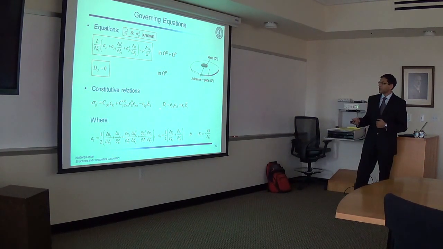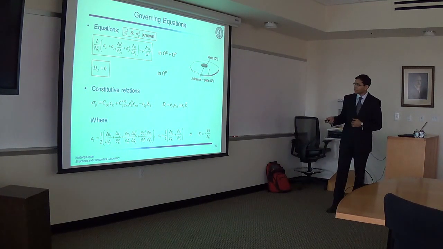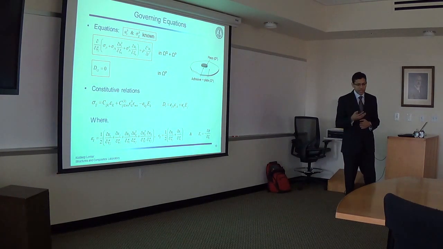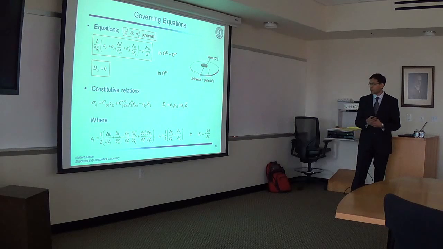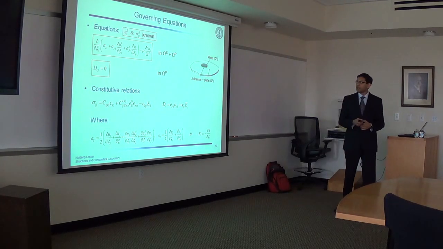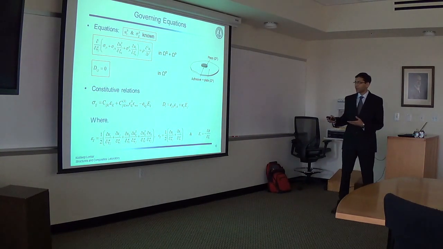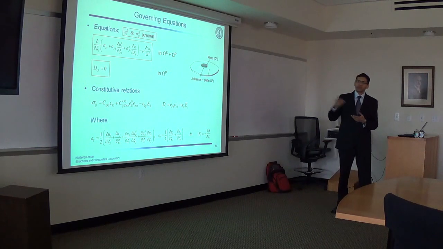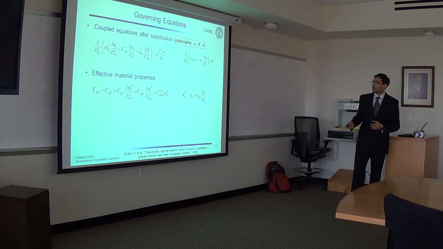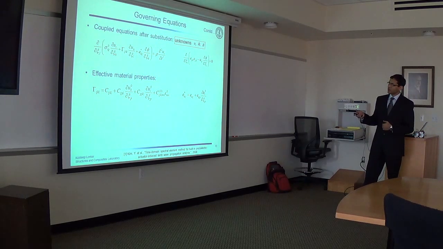Now the electric displacement also depends on the strain and the electric field. Here kappa are the dielectric constants in the stress charge form. The electric field is given by the gradient of the electric potential phi. So in the next step, we take these constitutive equations and substitute them in the governing equations to get this set of equations. The first equation is the equations of motion, and the second equation is Gauss's law.